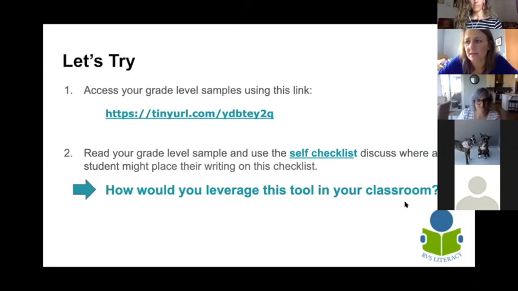So again, it's meant to be a student self-assessment, but we just want you to be able to see how we could leverage this as a part of a peer assessment piece, or even think about how students would utilize this tool. So the second question would be, how would you leverage this tool in your classroom?